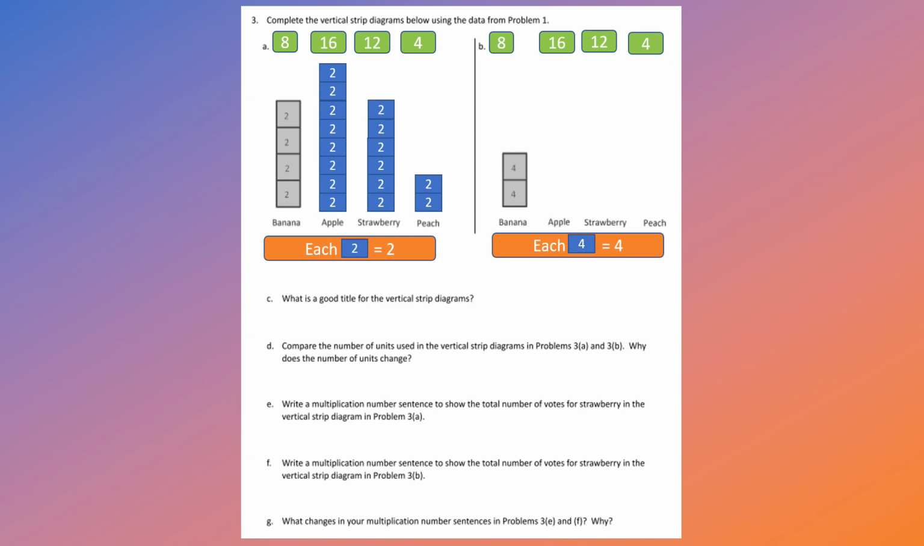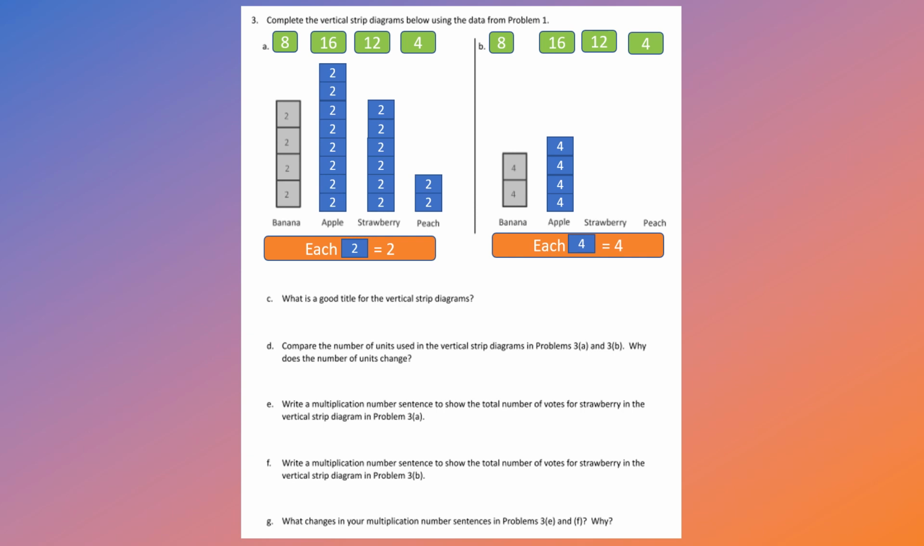So let's go ahead and start with apple. Now, we're using units of 4 this time, which means we're counting by 4s. So how many 4s would I need to equal 16? If you said 4, you're absolutely correct. So 4, 8, 12, 16. 4 4s are equal to 16. We created a vertical strip diagram to represent 16 votes for apple.